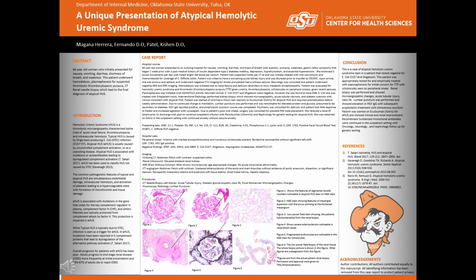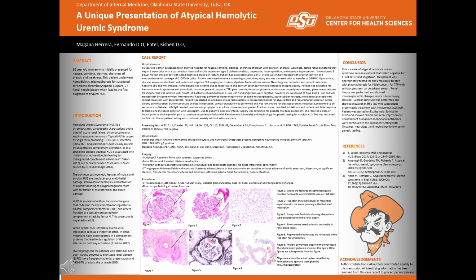This is a 66-year-old woman who presented to the ER from an outlying hospital for nausea, vomiting, diarrhea, shortness of breath, reflux, and weakness that began 1 week prior to presentation. She had a past medical history of insulin-dependent type 2 diabetes mellitus, depression, hypothyroidism, and essential hypertension. She did endorse 3 bright red bowel movements per day and noted bright red blood per rectum throughout the week prior to her presentation at the hospital.